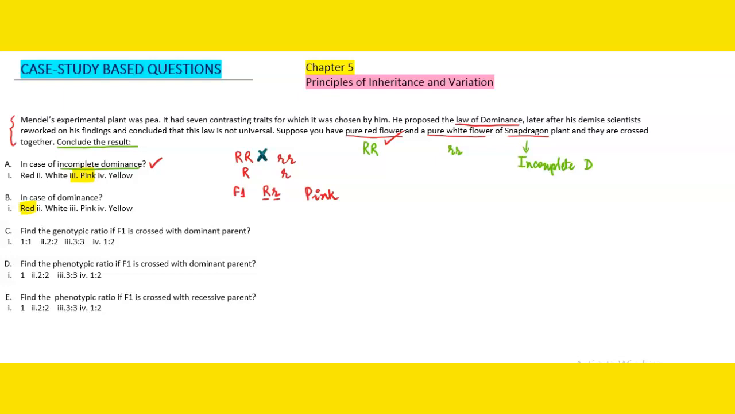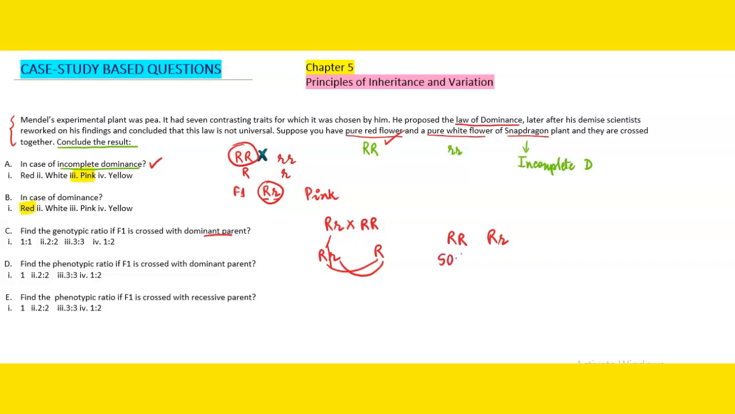Let's move ahead. Find the genotypic ratio of F1 if it is crossed with the dominant parent. Okay, so F1, we know, is capital R, small r. Dominant parent means this one. So if it is crossed with capital R, let's find out. From this, 2 gametes will be there, R and r. Here only one gamete will be there. So we will have capital R, capital R, and capital R, small r.